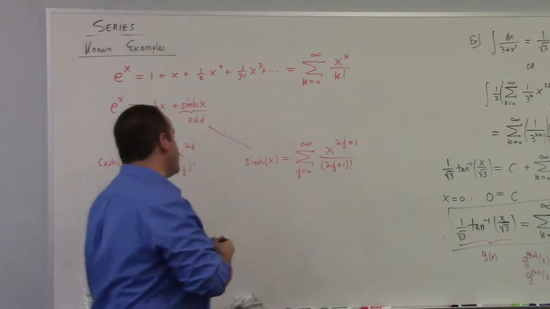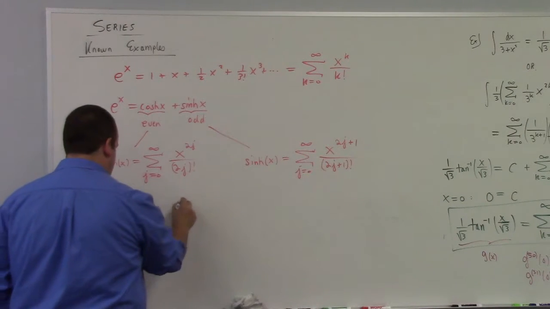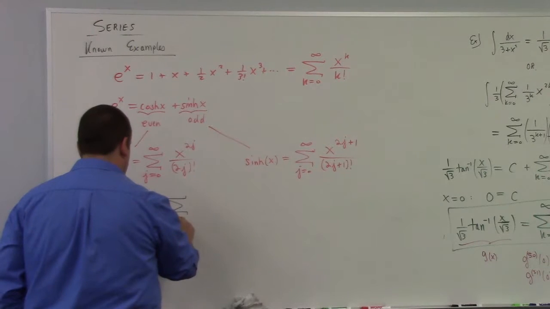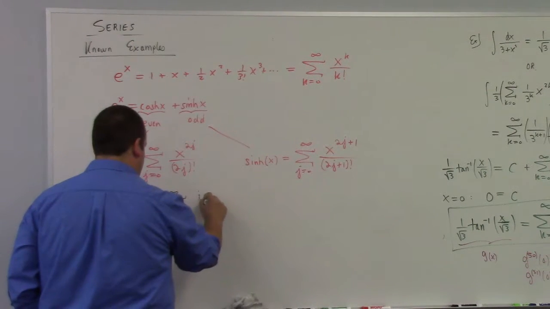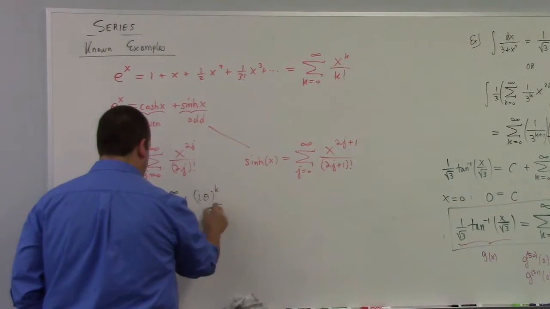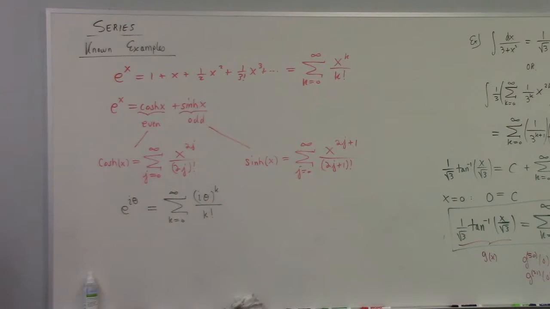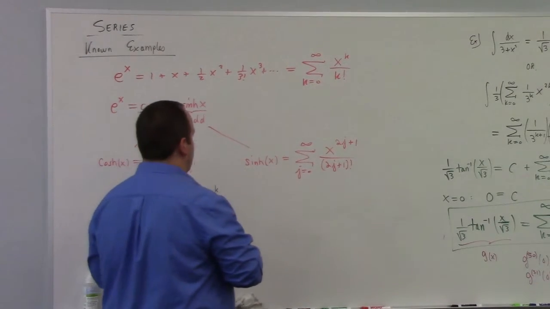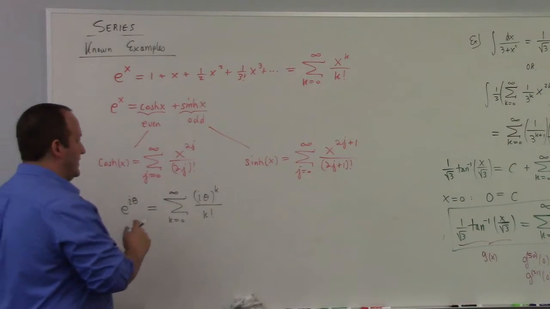And then let's look at e to the i theta. What is that going to be? That would be the sum k equals 0 to infinity of i theta to the k divided by k factorial. How's that work? Well, we need to figure out what is i to the k.